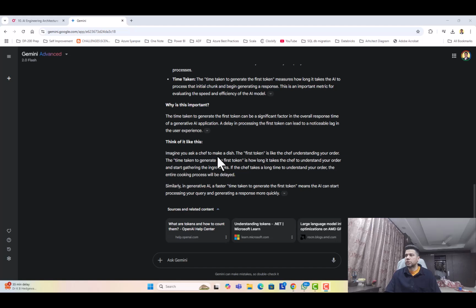Imagine you ask a chef to make a dish. The first token is like the chef understanding your order. The time taken to generate the first token is how long it takes the chef to understand your order and start generating the ingredients. If the chef takes a long time to understand your order, the entire cooking process will be delayed. Similarly, in Gen AI, a faster time taken to generate the first token means the AI can start processing your query and generating a response more quickly. So let's return to our book.